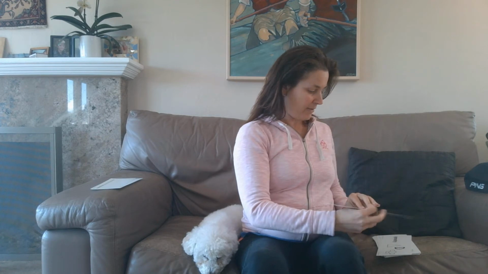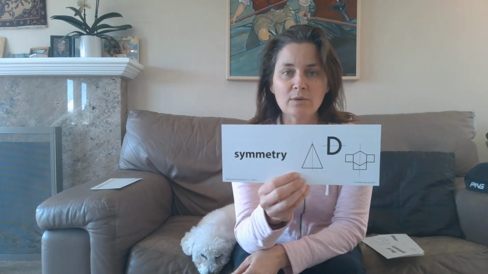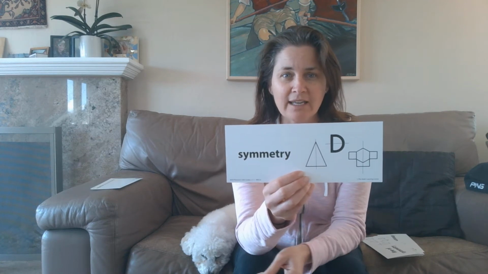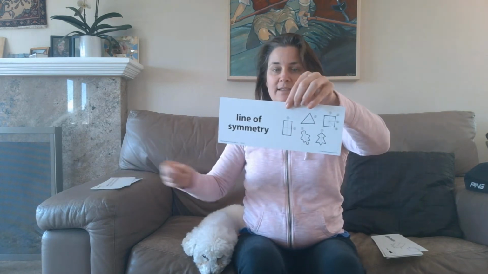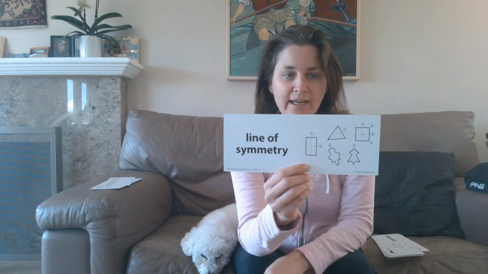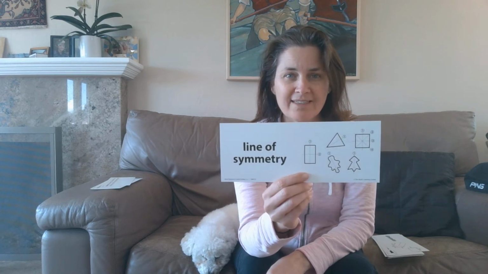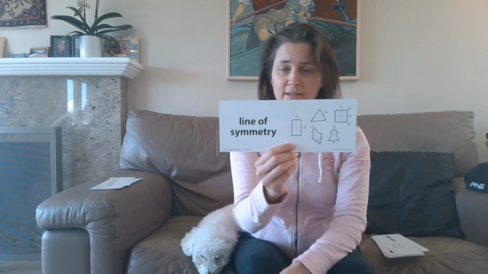Then we talked about symmetry. Symmetry is when you can fold a shape in half and the halves match up perfectly. And the line of symmetry is that real or imaginary line that goes through to divide the shape into mirror images. And there can be multiple lines of symmetry, or there could be no lines of symmetry.